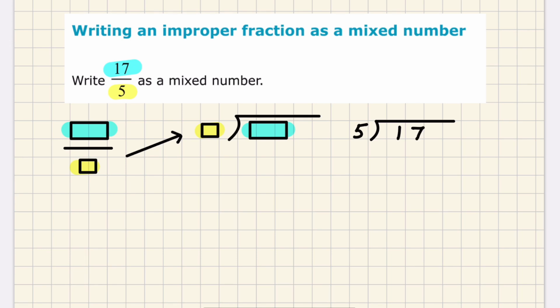When we do this division, we can see that 5 goes into 17 3 times. 3 times 5 is 15, and our remainder is 2. This remainder becomes the numerator of our mixed number, and the denominator will stay the same. It's still 5. So 5 goes into 17 3 times with a remainder of 2. The remainder is still over the denominator of 5. Rewriting 17/5 as a mixed number, we have 3 2/5.